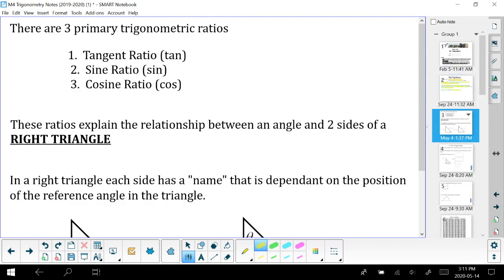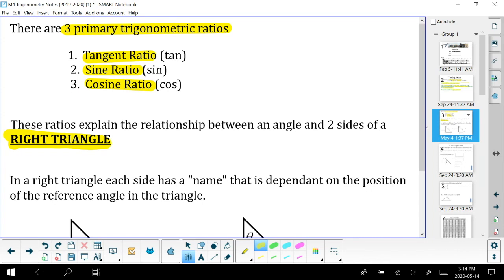To start us off, we have three primary trig ratios. The first one being the tangent ratio, tan for short, the sine ratio, or sine without the e for short, it looks like sin, and the cosine ratio, which is symbolized by cos. Now, these ratios help explain the relationship between an angle and the two sides of a right triangle. We cannot stress that enough. We can only use those primary trig ratios for right-angled triangles, or right triangles.